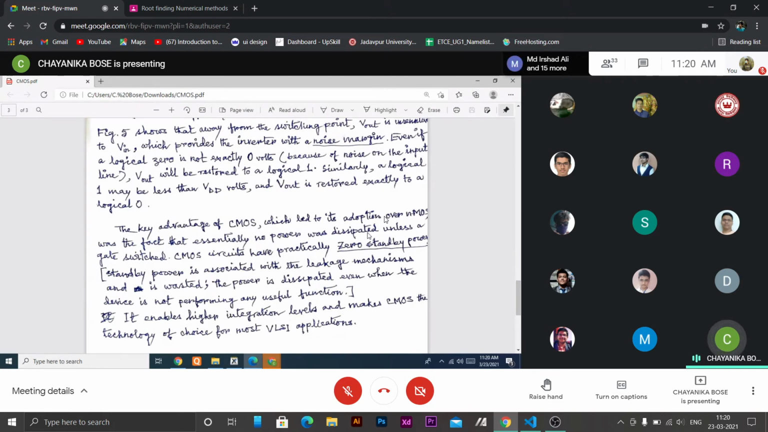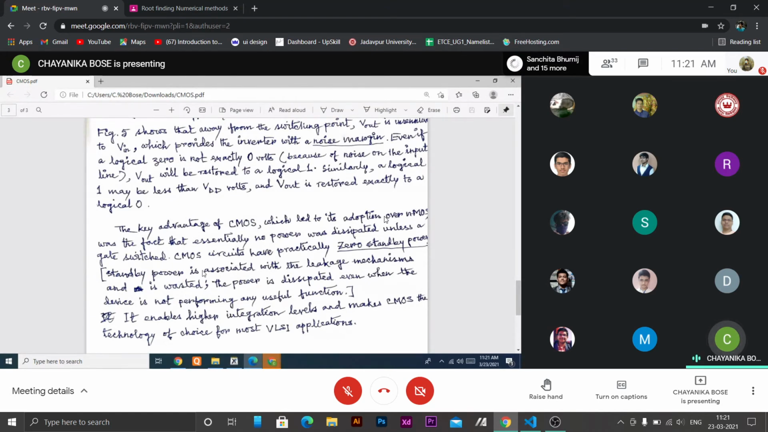Then due to some leakage mechanism, some power will be consumed. And that is wasted, which is why the mobile gradually gets disturbed. So that is called standby power. Standby power is associated with the leakage mechanisms and is wasted.